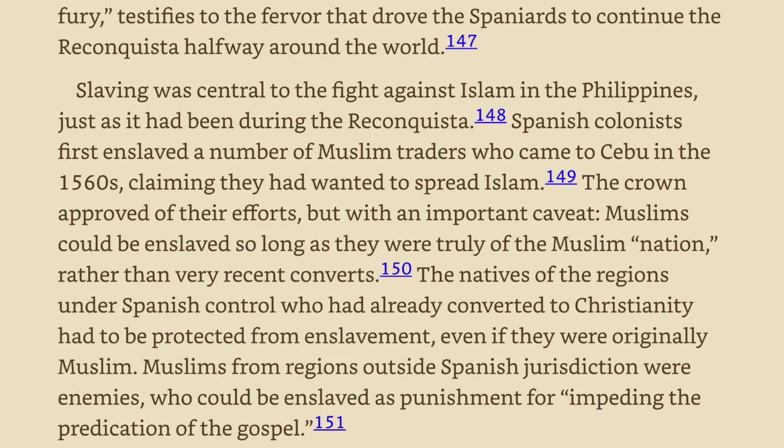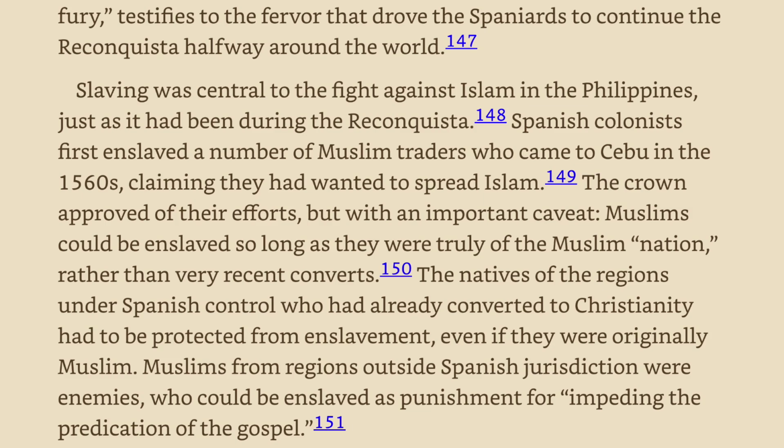The crown approved of their efforts, but with an important caveat. Muslims could be enslaved so long as they were truly of the Muslim nation, rather than very recent converts. The natives of the region under Spanish control, who had already converted to Christianity, had to be protected from enslavement, even if they were originally Muslim. Muslims from regions outside of Spanish jurisdiction were enemies, who could be enslaved as punishment for impeding the predication of the gospel. Okay, so they were just enslaving all these people, anybody who's Muslim especially.